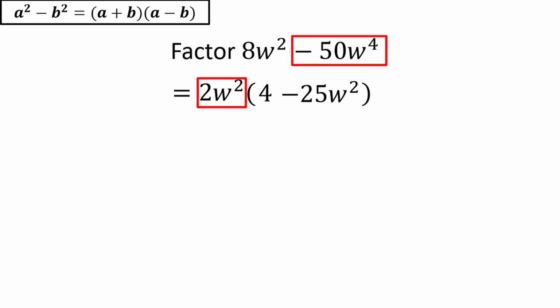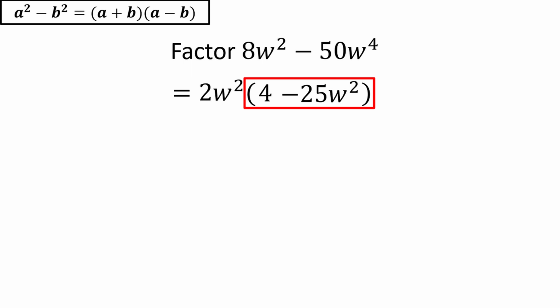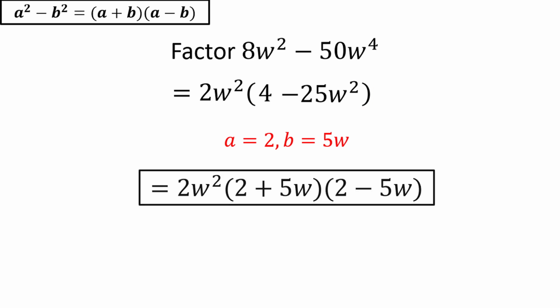Notice that inside the parentheses, 4 minus 25w squared is a difference of squares, where a is equal to 2 and b is equal to 5w. This can be factored as 2w squared times, and then we plug into the formula for our difference of squares, which gives us (2 + 5w)(2 − 5w).